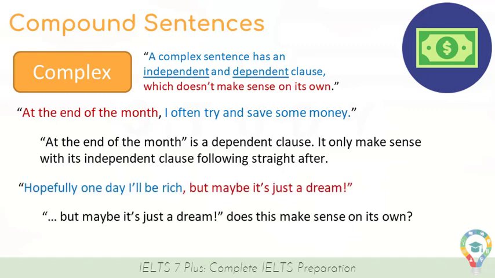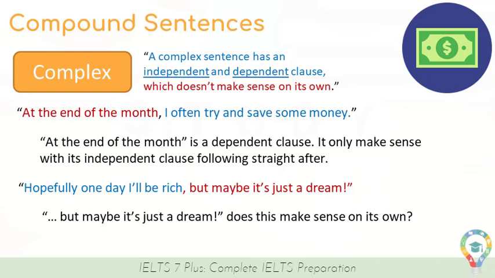Hopefully one day I'll be rich, but maybe it's just a dream. And again, the dependent clause is in red. But maybe it's just a dream. Does that make sense on its own? As it's the dependent clause, it doesn't make sense and it is not a full sentence without the independent clause.